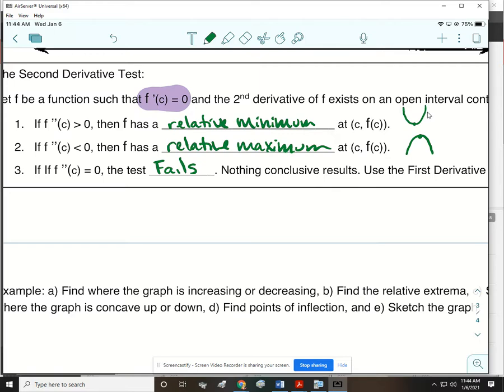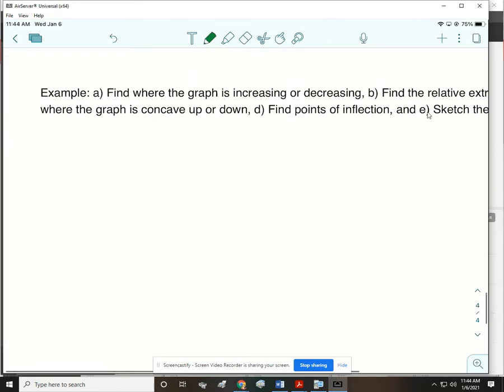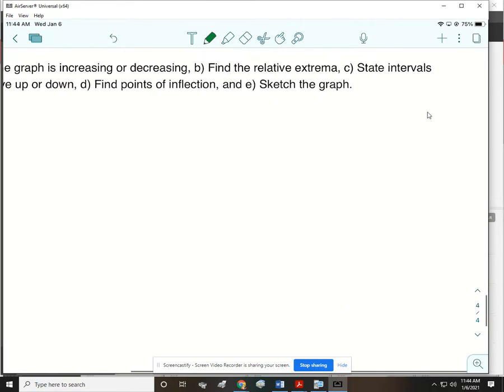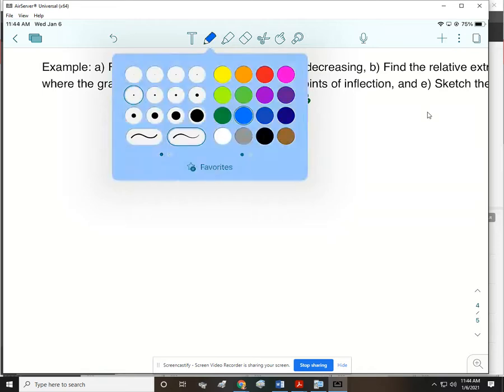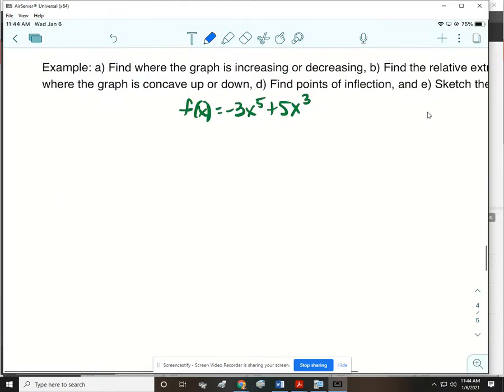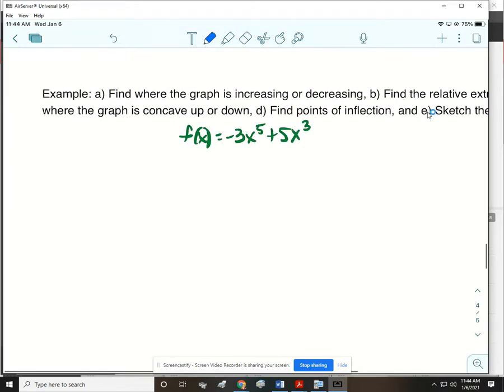Okay, so for this example, we're going to do lots of things. Some things we did previously, and then some things that are new for today. All right, so our function is f of x equals negative 3x to the fifth plus 5x to the third. And we're going to do lots of things. So first thing we're going to do is find where the function is increasing or decreasing. And to find that, we use the first derivative.